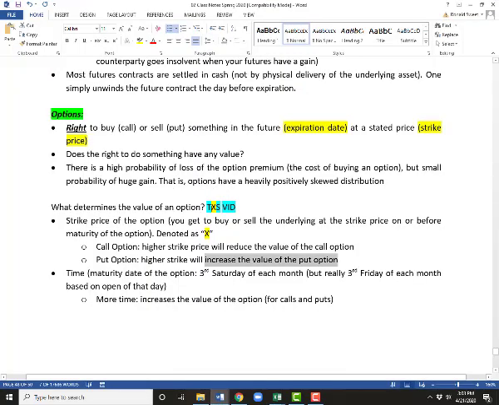All right, so there's the X. The next one is time. That's the T. So time. This one's easy for both puts and calls. More time means more value to the option.